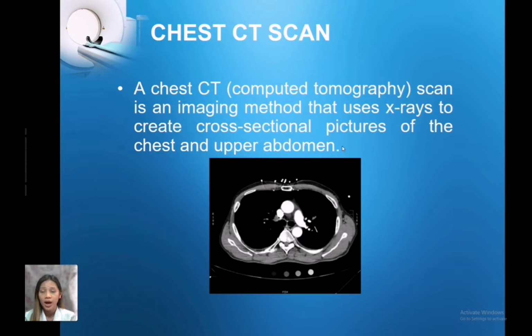In this procedure, a thin X-ray beam is rotated around the area of the body to be visualized. Using very complicated mathematical algorithms, the computer is able to generate a 3D image of a section through the body. So CT scans are very detailed and provide excellent information for the physician or the radiologist to interpret the image well.